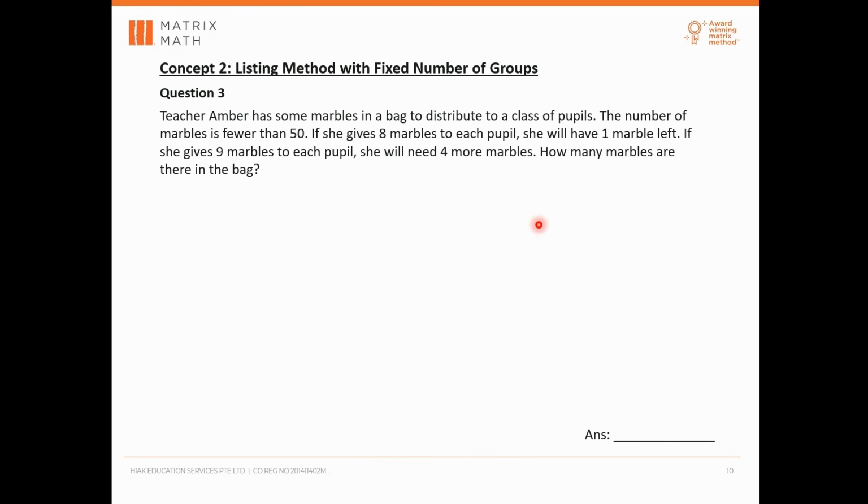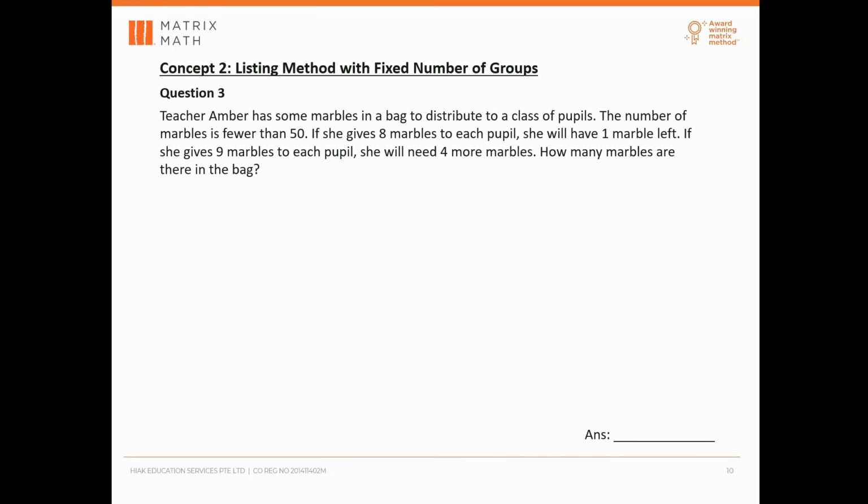this concept is on fixed number of groups, right? So what is that fixed number of groups? What is the groups referring to? Page later after this one, then I go back again, okay? I explain this one first. So the number of groups is referring to, are we putting them into bags? Are we putting them into packets? Or are we distributing them to pupils? We're distributing them to pupils, right?